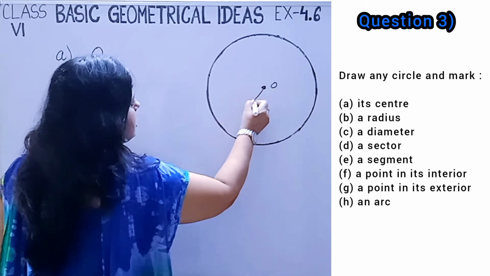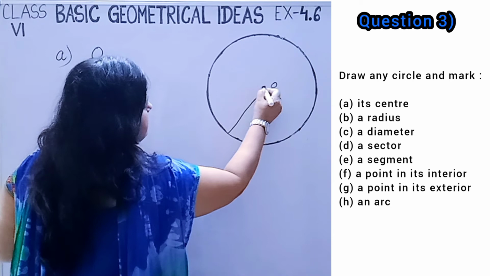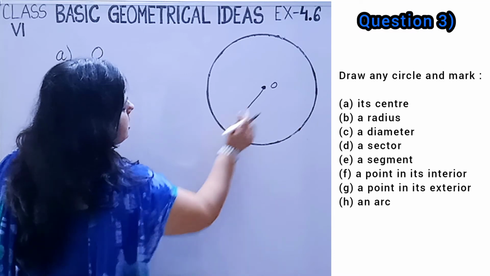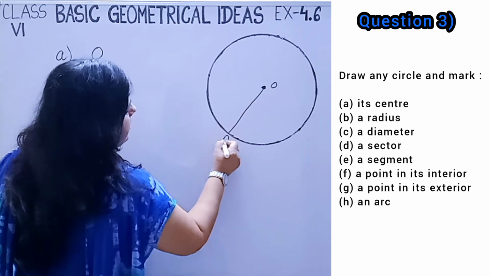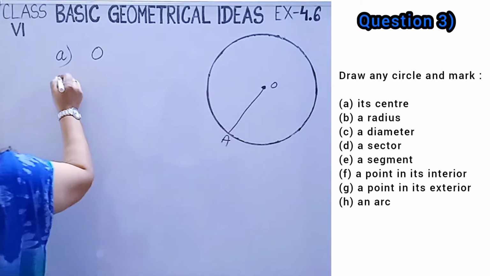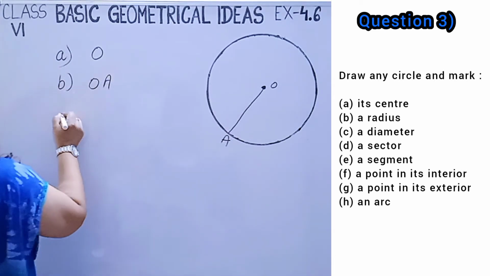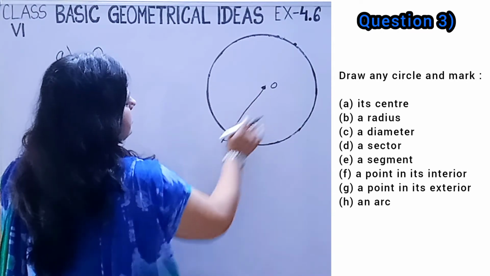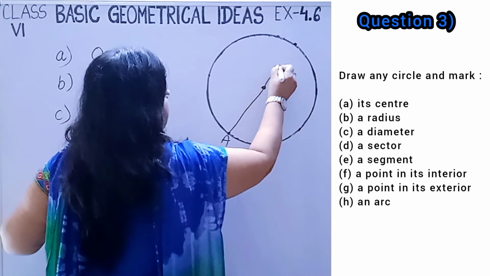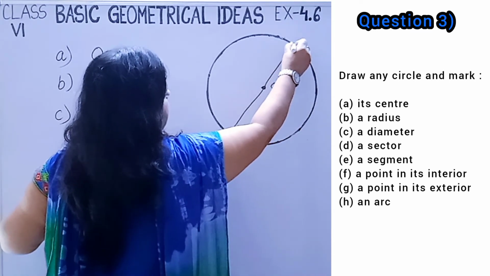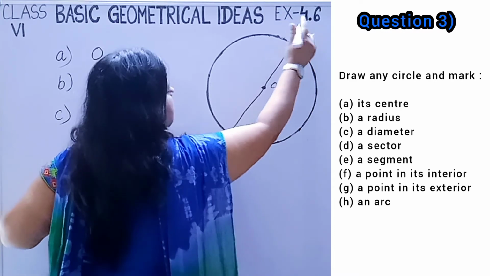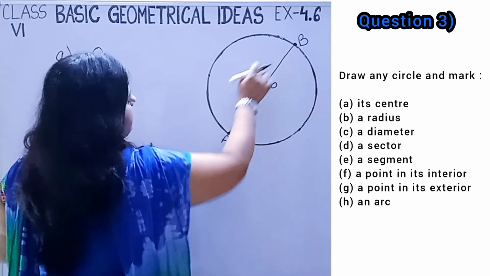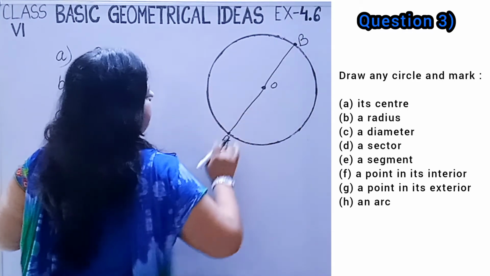Now B, a radius. We have already learned this: from the center to a point on the circle. This is our radius OA. OA is our radius. C, a diameter. AO is our radius. If I extend this line and it meets the circle here at point B, AB passes through the center. So this is our diameter. AB is our diameter.